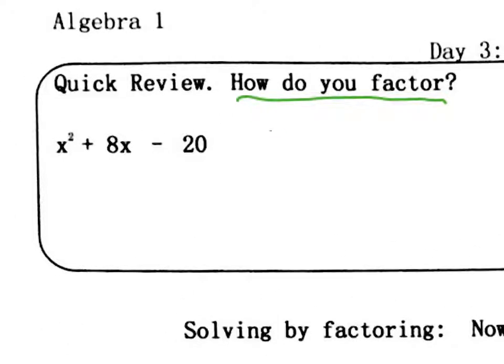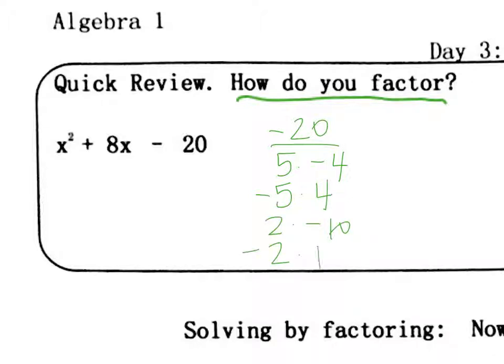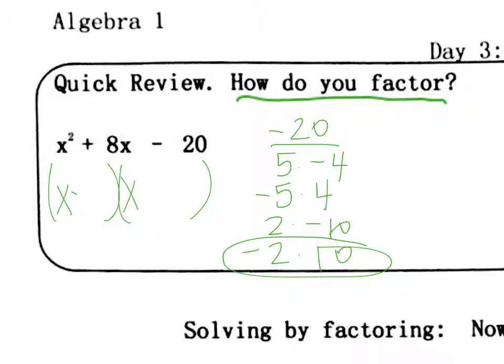Well, numbers that multiply to negative 20 would be like 5 and negative 4, or negative 5 and positive 4, 2, negative 10, negative 2, positive 10. All right, and then which pair adds to positive 8? That would be negative 2 and 10. So we put our two sets of parentheses with x in front of both, and we do minus 2 plus 10. If you know how to do this, just move on through that review.